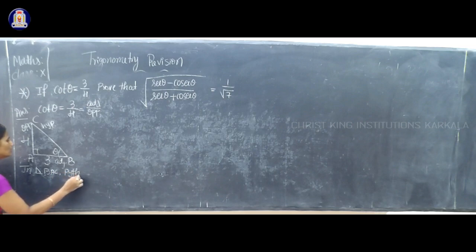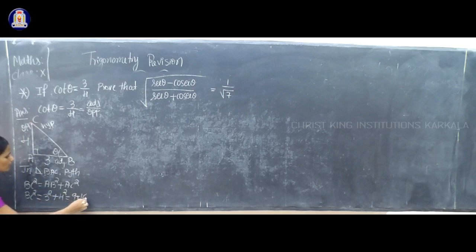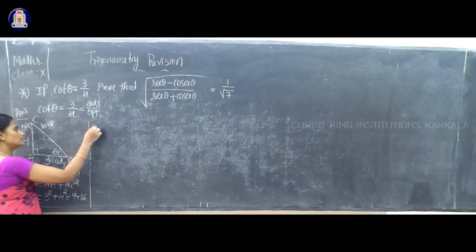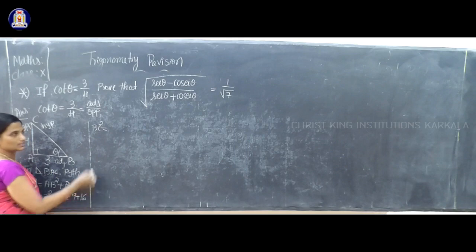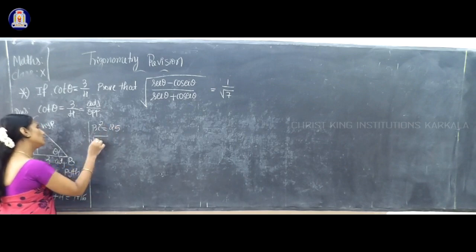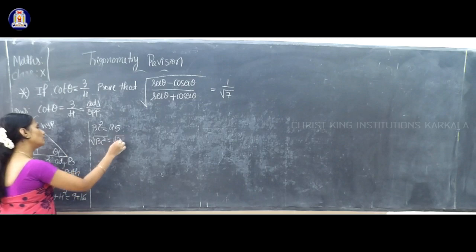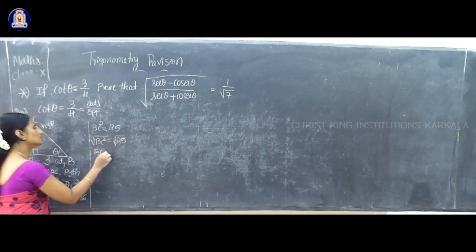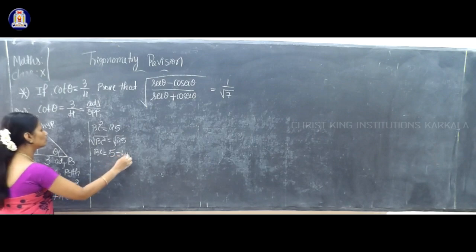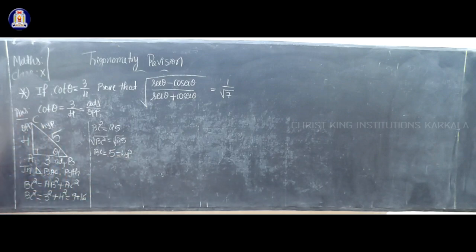Use Pythagoras theorem. So BC square is equal to AB square plus AC square, right? So BC square is equal to AB square, 3 square, plus AC square, 4 square. 3 square is 9 plus 4 square is 16. So therefore BC square is equal to 9 plus 16 is 25. So square root of BC square is equal to square root of 25. So BC is equal to how much here? 5. So that is equal to your hypotenuse side, which is equal to 5.